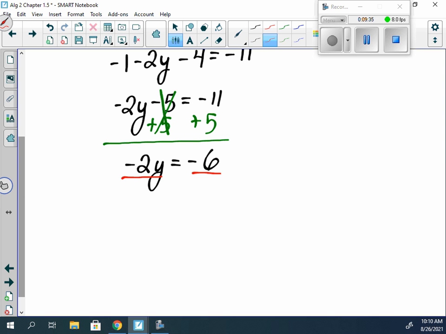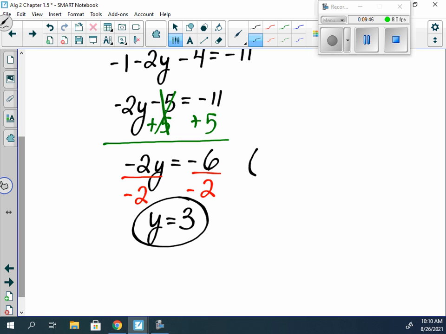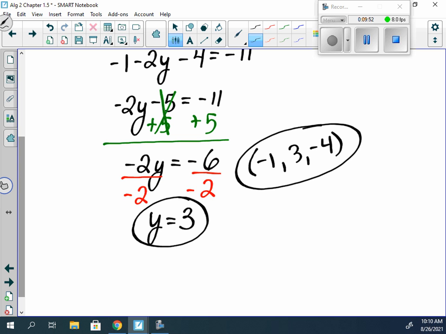And last but not least, we would divide both sides by negative 2. So negative 1, 3, negative 4 is our solution to this here.